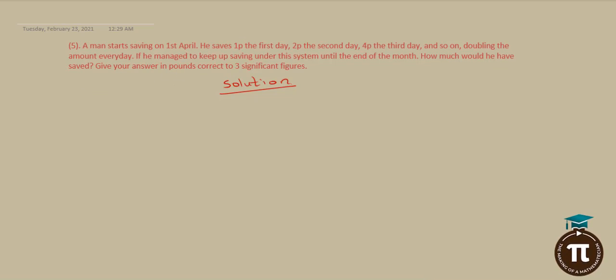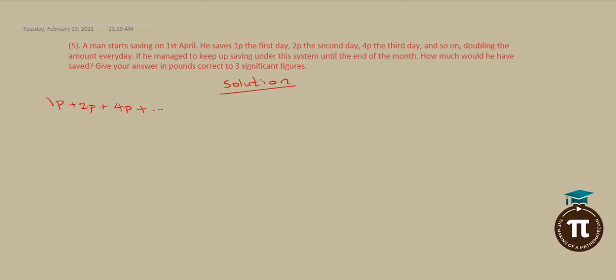So in reality, this is just a geometric progression question. A man starts saving on the 1st of April. The first day he saves 1p, and it's summing up. The second day, 2p. The third day, 4p. And it goes on like that till the end of April. And April has 30 days. So in reality, this is 1p. That is the first term.